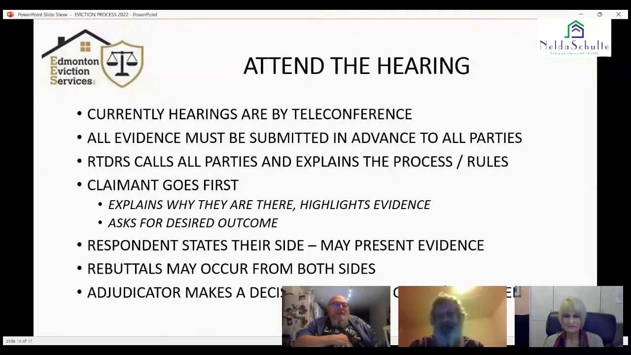So the claimant goes first. Explain why you're there. This is one of the benefits of when you do your application in a clear, concise way: you can use that now to highlight the evidence. You might send in, say, 30 pages of evidence, and out of that you may only highlight 5 or 6 or 10 pages, and you don't need it all. And then at the end of that, you ask for your desired outcome.